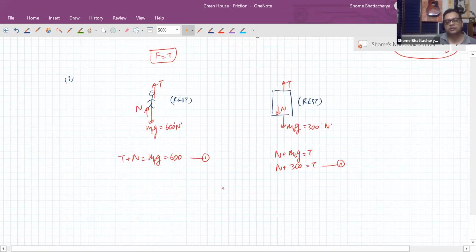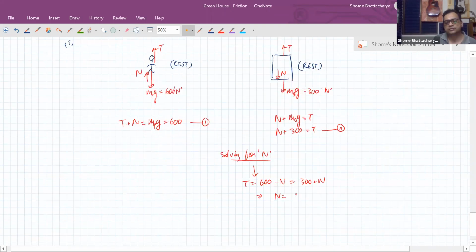So now we have to just solve for N. So from these two, tension, which is 600 minus N in this part, is equal to 300 plus N in this part. So the normal reaction will come out to be 300 by 2, or 150 newtons, and the tension will come out to be 450 newtons.